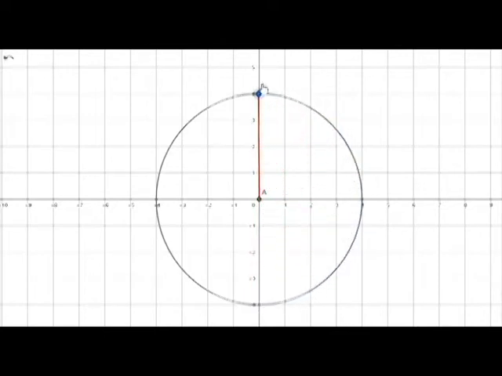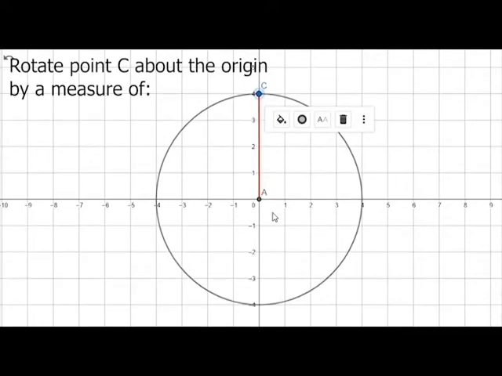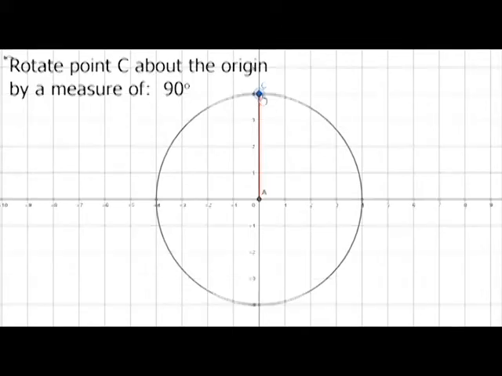Now your question will read something like, rotate point C about the origin by a measure of, and it'll give you a certain degree measure. So we could have any degree measure, but right now we're going to go in increments of 90 degrees because this grid system is set up at a 90-degree angle. So if it says 90 degrees, we're going to rotate it a right angle over to here.